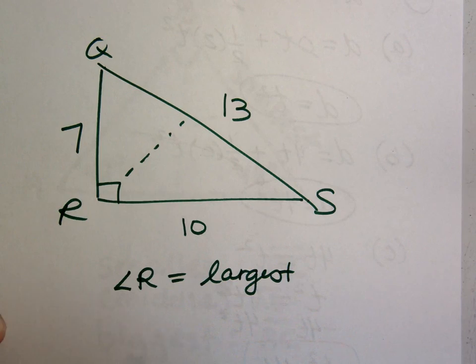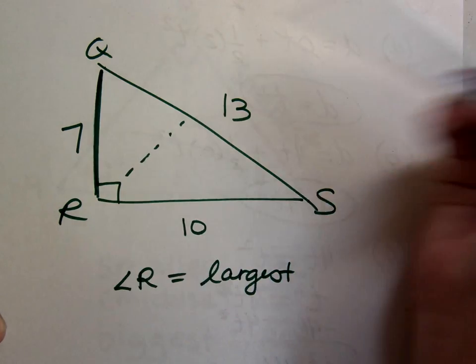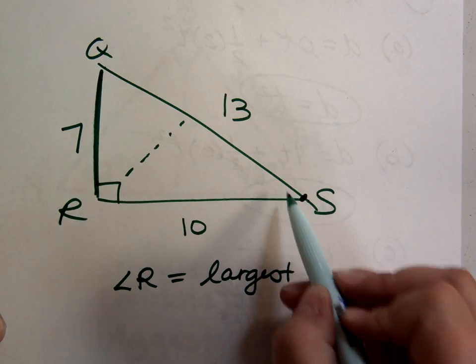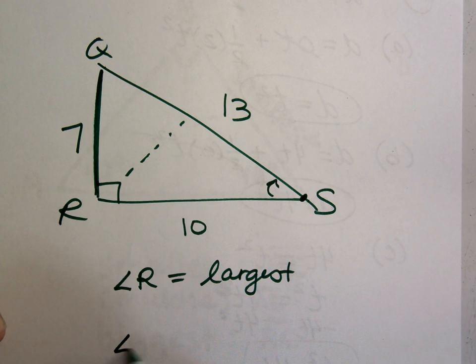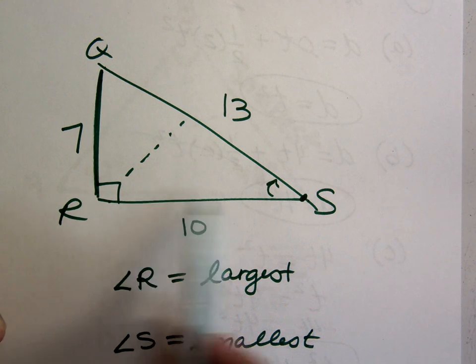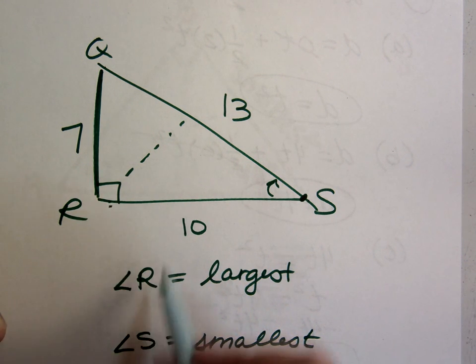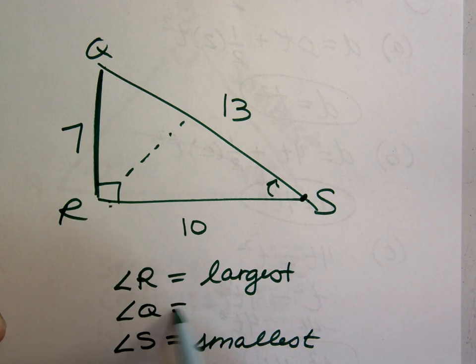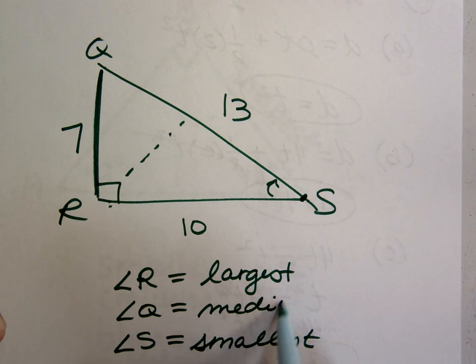The smallest side is QR. Which letter is not in QR? That's S. So this angle, angle S, has to be the smallest angle because it's across from the shortest or smallest side. And the middle side is RS. That's across from angle Q. So that's the medium one. And that's all there is to this.